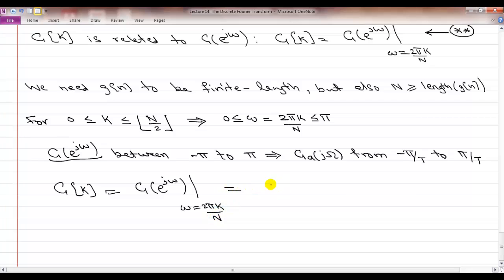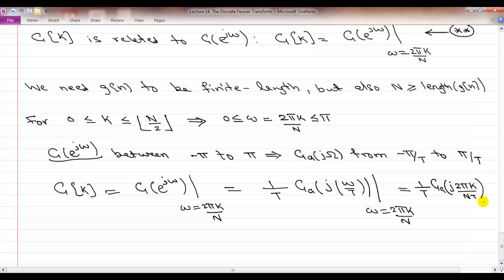I can just replace that. That is equal to 1 over T G_a of j little omega over T, where little omega equals 2 pi k over N, which is equal to 1 over T. If I just plug in the value, I get G_a of j 2 pi k over N T.